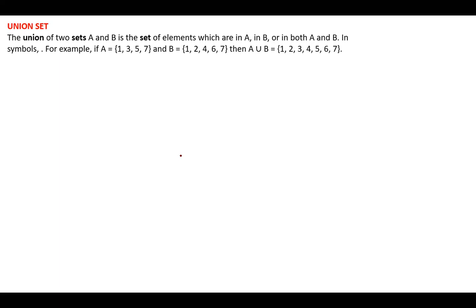In symbols, for example, if we have A equal to 1, 3, 5, 7, and B equal to 1, 2, 4, 6, 7, when you find the union set, you list all the elements of set A and the elements of set B and put them together. But you should note one thing here: you don't repeat an element twice when writing the union set. You can see here we have this 1 there, and we also have another 1 in set B. But when writing it here, we didn't put two 1s. We only put one.